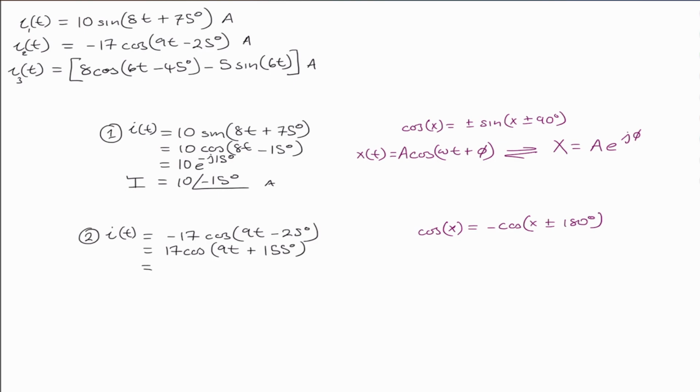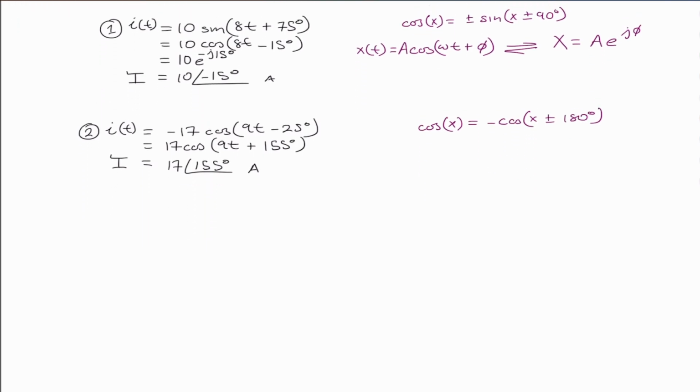We then go ahead and use our same time domain to phasor domain identity to convert that to the phasor domain. In this case, we're not going to write it as a complex exponential. We're just going to write it in the shorthand notation for numerical calculations. And that will end up with a magnitude of 17 and an angle of 155 degrees. That's in amperes. So that's the phasor for that signal.